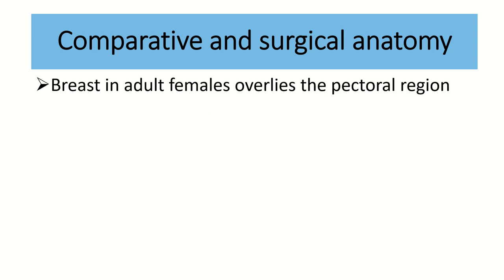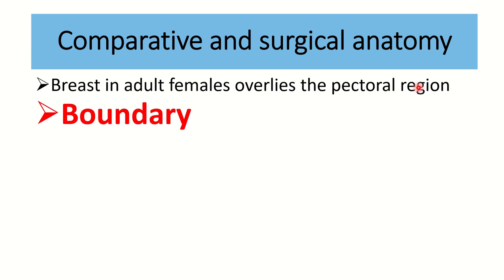Today's topic is the surgical anatomy of the breast. So here we can see the breast. The breast is a modified sweat gland, which is a skin appendage, and the breast of an adult female overlies the pectoral region. That means overlying the pectoral fascia, or overlying the pectoralis major and minor muscle.